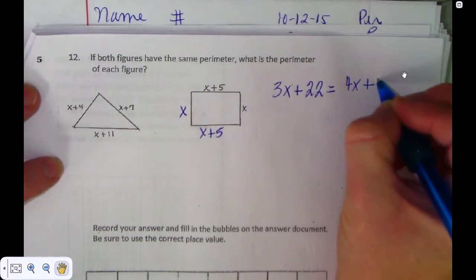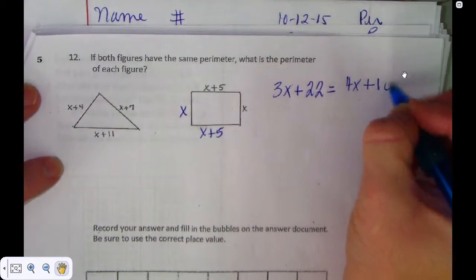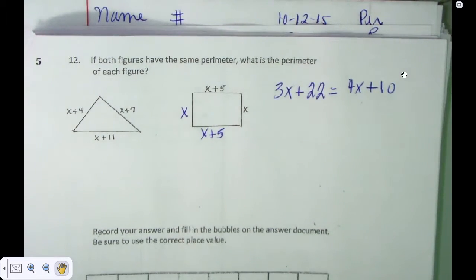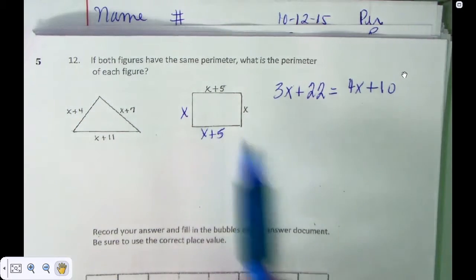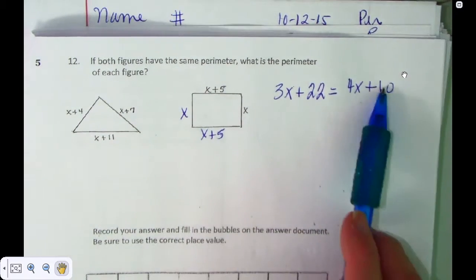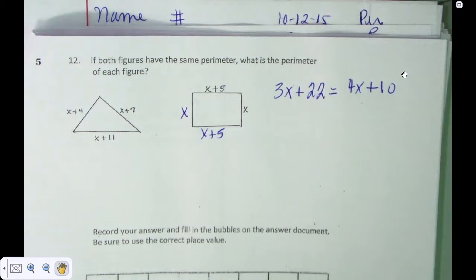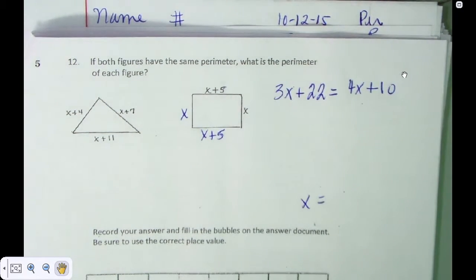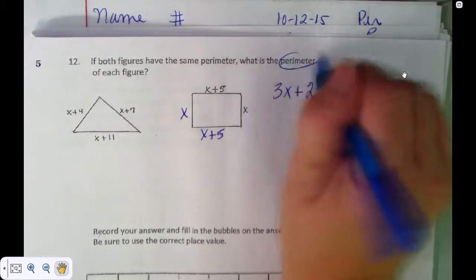4x plus 5 plus 5, 10. Look, 5 plus 5 is 10. That's 4 x's plus 10. Now, we're going to solve this for x. Guys, when I get x, I'm not done because it wants the perimeter.